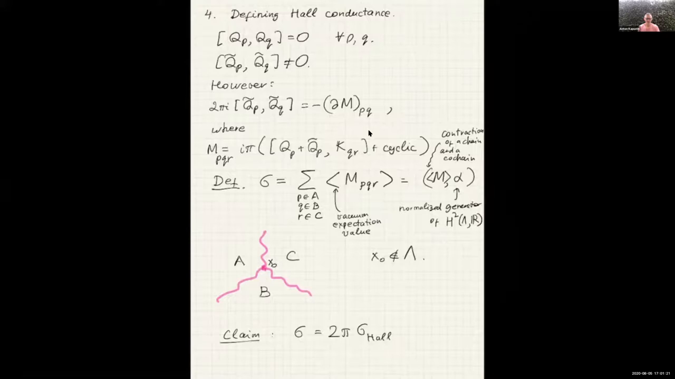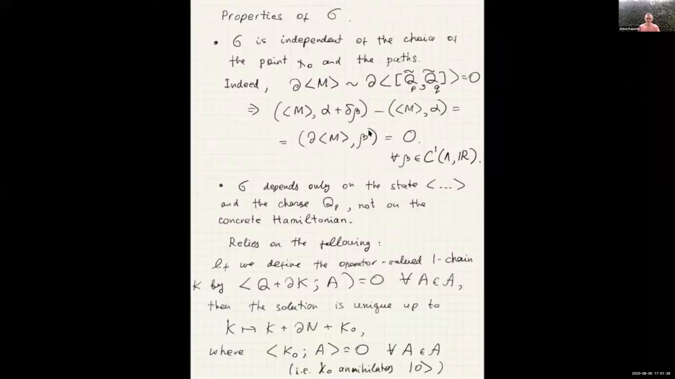Why is that? Because each Q tilde annihilates the vacuum. So if I sandwich this in the vacuum state, the left hand side will vanish, so the right hand side will also vanish. So the expectation values do form a closed two-chain. Right, so that's what's said here. Therefore, if I shift alpha by some closed cochain, then the contraction will not change, simply by the Stokes theorem. So it's a pairing of a cycle and a cocycle.